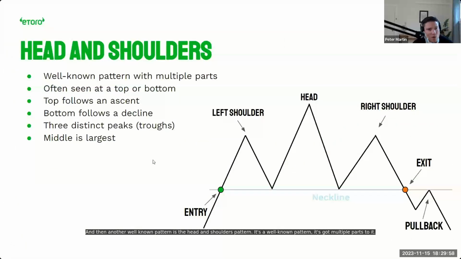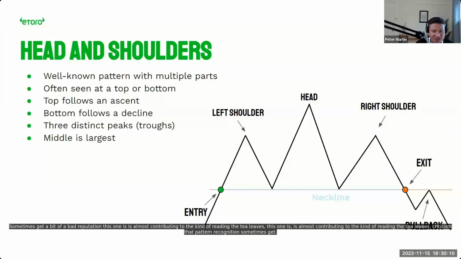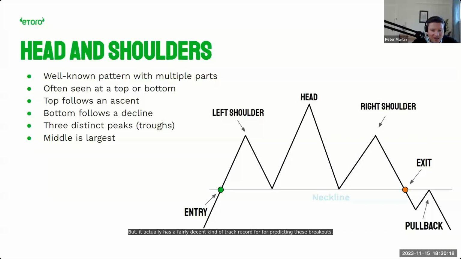And then another well-known pattern is the head and shoulders pattern. It's got multiple parts to it and sometimes gets a bit of a bad reputation. This one is almost contributing to the reading-the-tea-leaves criticism that pattern recognition sometimes gets, but it actually has a fairly decent track record for predicting these breakouts. It's often seen at the top and bottom. If we see it at the top, it's head and shoulders. If it's at the bottom, then it can be called an inverted head and shoulders, or a head and shoulders bottom is another name for that.